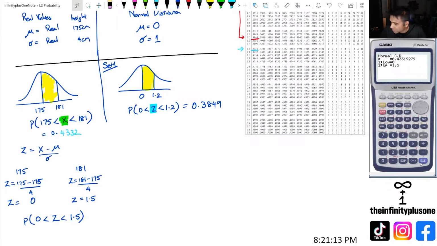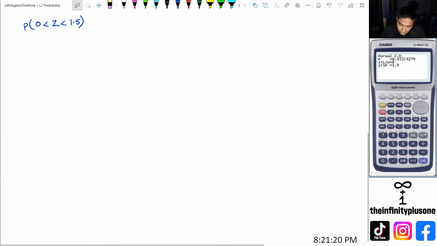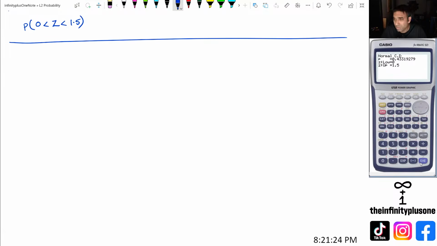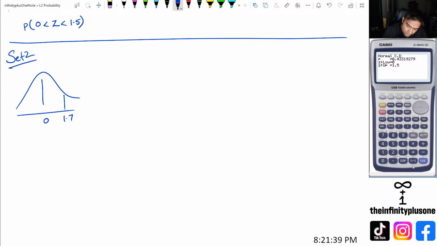All right, so let's do a couple of really quick basic ones. I'm only going to do Z ones. You can use the calculator if you'd like, or you could use the table. Up to you, because I know I can't actually paste the whole table here. But we'll do 5 questions from set 2. Okay, so we're going to have it between 0 and, let's go, 1.7. So I'm looking for that.